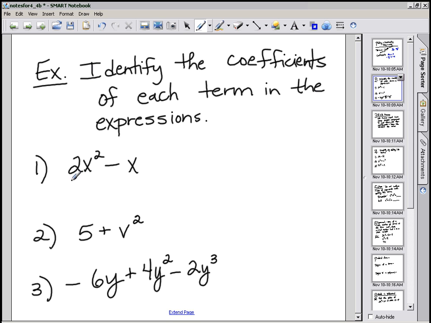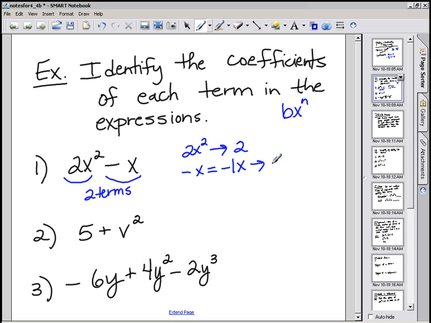So in this expression 2x squared minus x, we're looking at how many things are there of the form bx to the n. Well, we see we have this 2x squared and this negative x, so this expression has two terms. So the coefficient of 2x squared is the real number multiplier, which is 2. In the negative x, remember that's really the same thing as negative 1x, so the coefficient of that is negative 1.